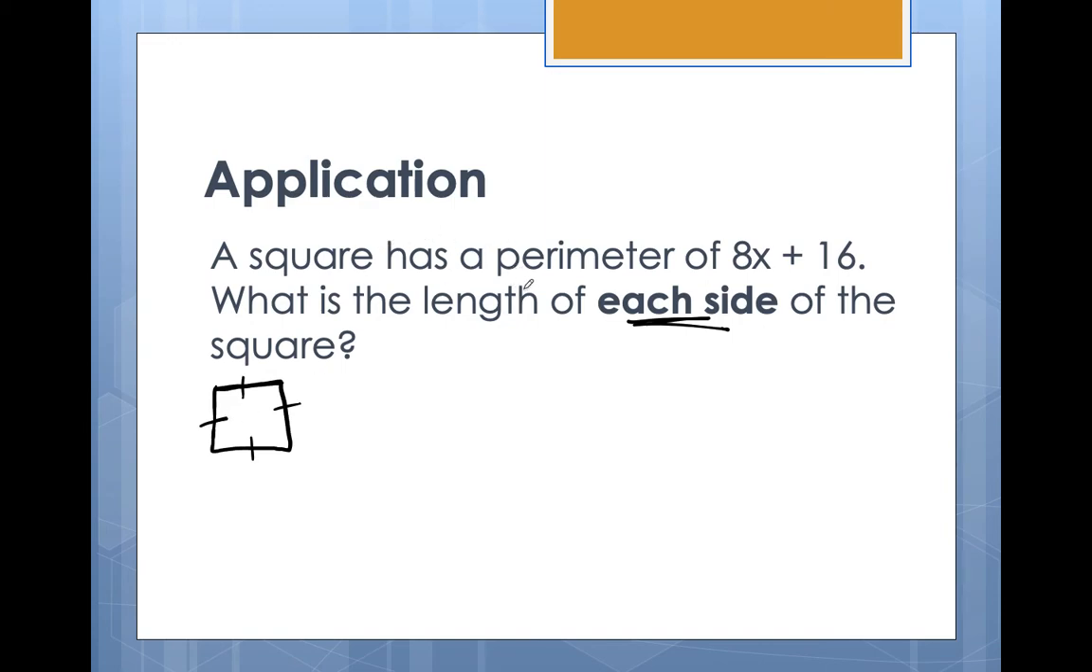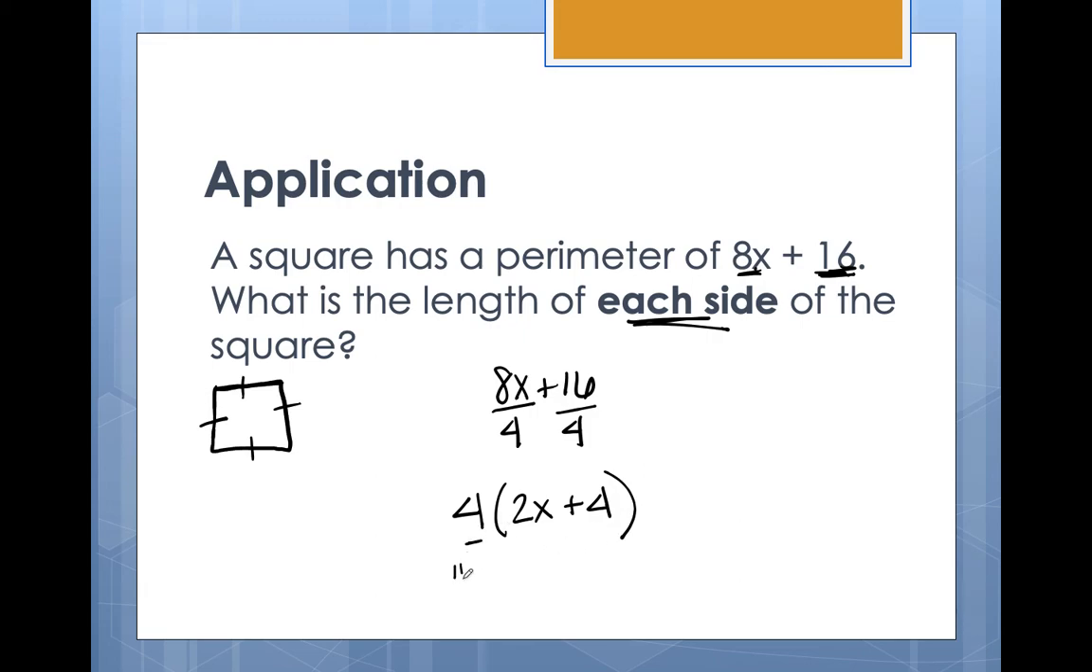Here is an example of when you might not actually want to factor completely, because the greatest common factor for 8x and 16 is 8. But if we are trying to find the length of each side, there are only 4 sides to a square. So we are actually only going to factor or divide by 4, even though it's not the greatest common factor. So 8x divided by 4 is 2x, and 16 divided by 4 is 4. The length of each side is 2x plus 4.